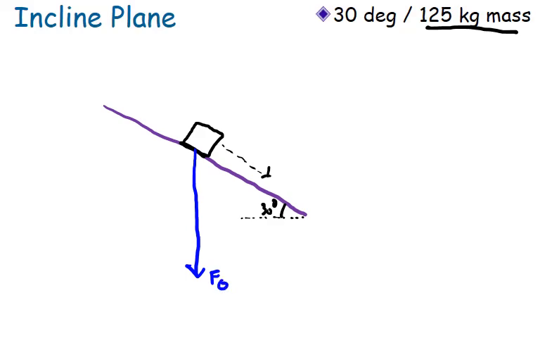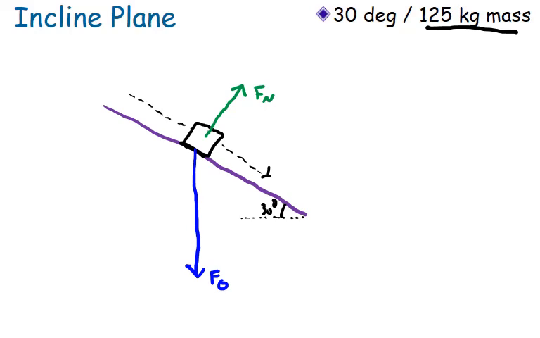And we also have the normal force, which is acting perpendicular to the surface. And that's actually it. Those are the only two forces. So after we draw the forces, we want to draw the coordinate axis. And this is where it's kind of strange.